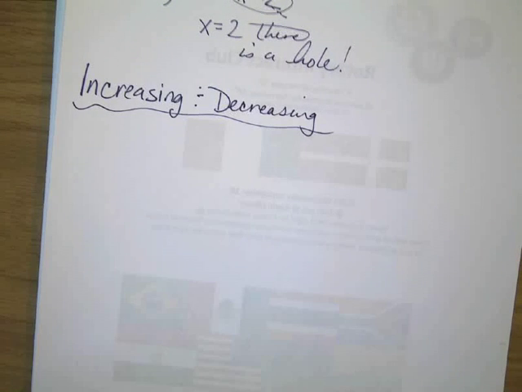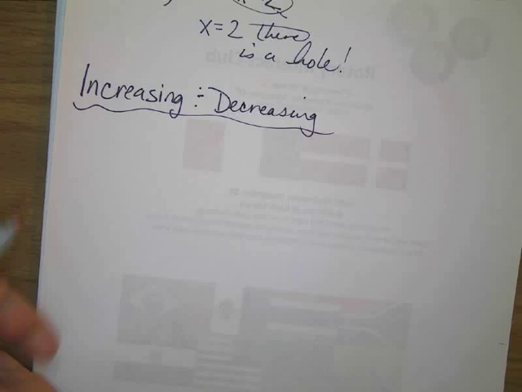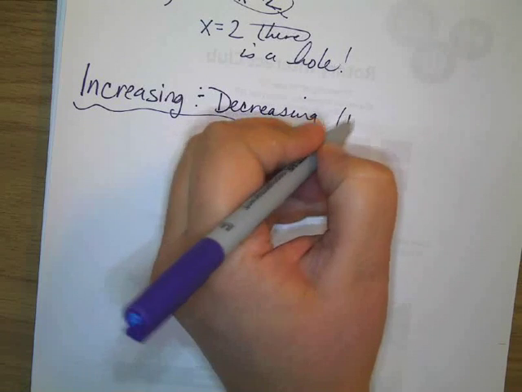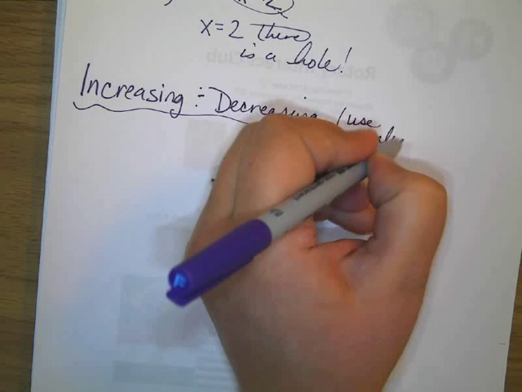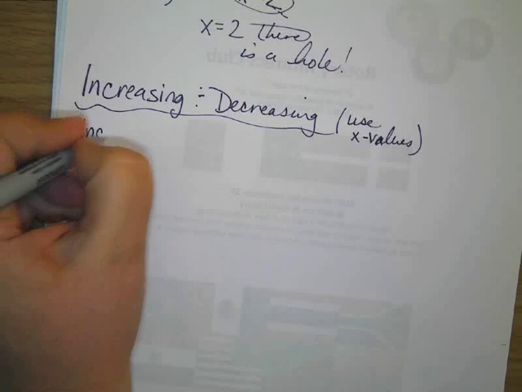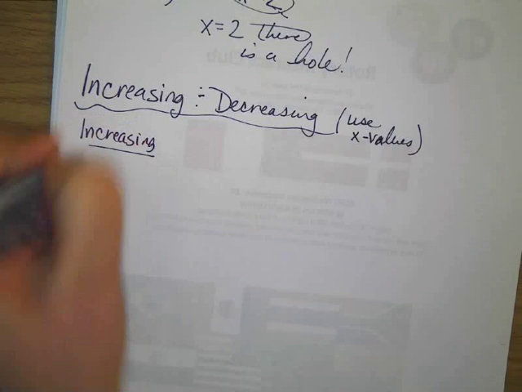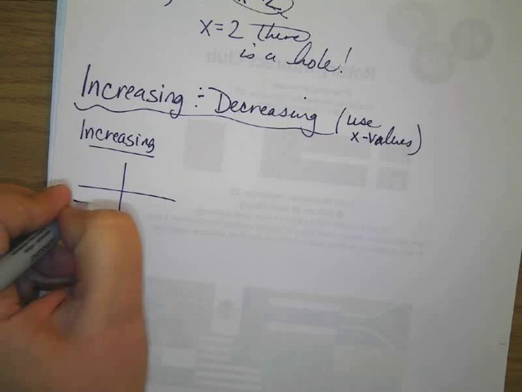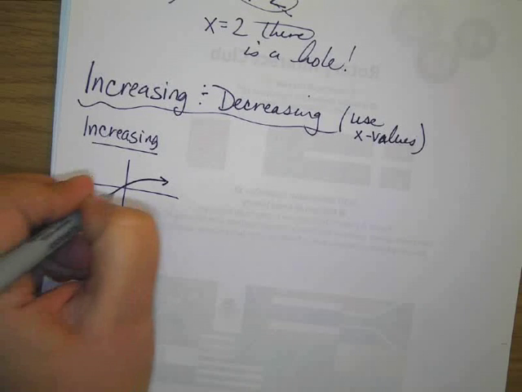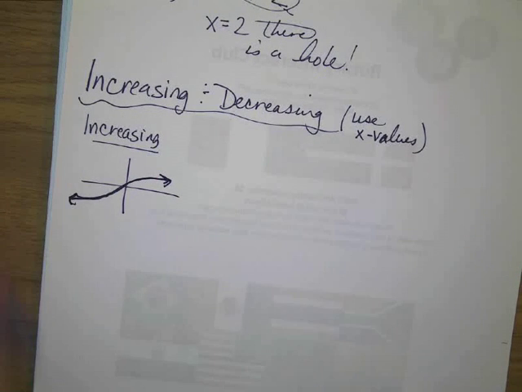Increasing and decreasing. This is also going to involve interval notation. In our interval notation, we use x values. You'll understand what I mean here in a second. So an increasing function would look something like this. It's always the y value, where you're looking at the function from left to right: are the y values going up as x's are getting bigger? And in this case, yes, it's always going up.